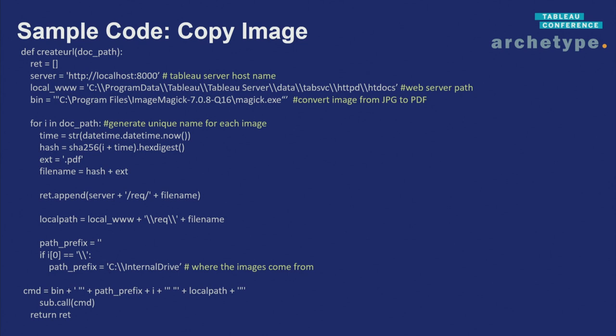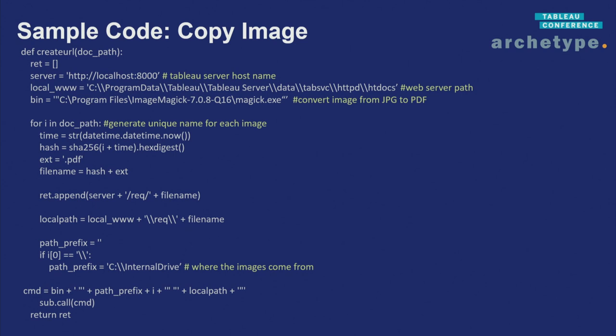So the first part defines the function createURL and dog path, which is used as a variable to store the image file name. The next part specifies the Tableau server hostname and also the web server path, which indicates where we're going to copy and paste those images to. And at the same time, we are doing an additional process which is converting the images from JPG to PDF. That's why we have used an image conversion tool named ImageMagick here to convert those images from JPG to PDF.